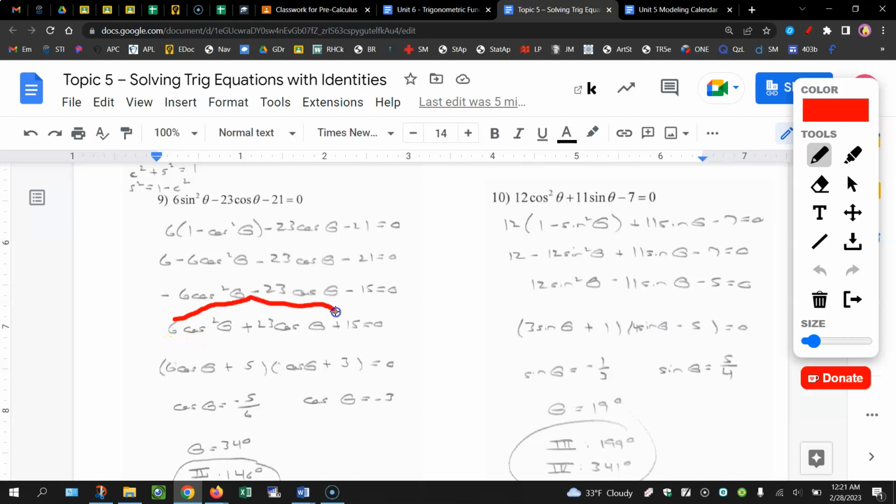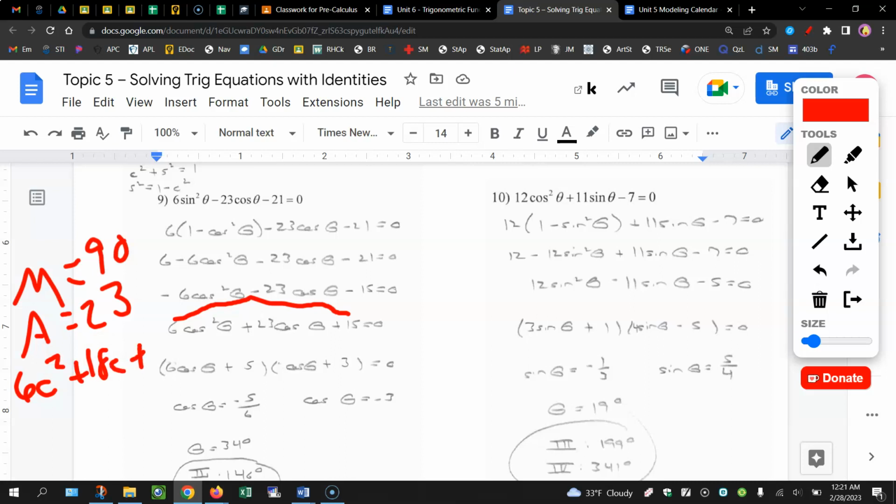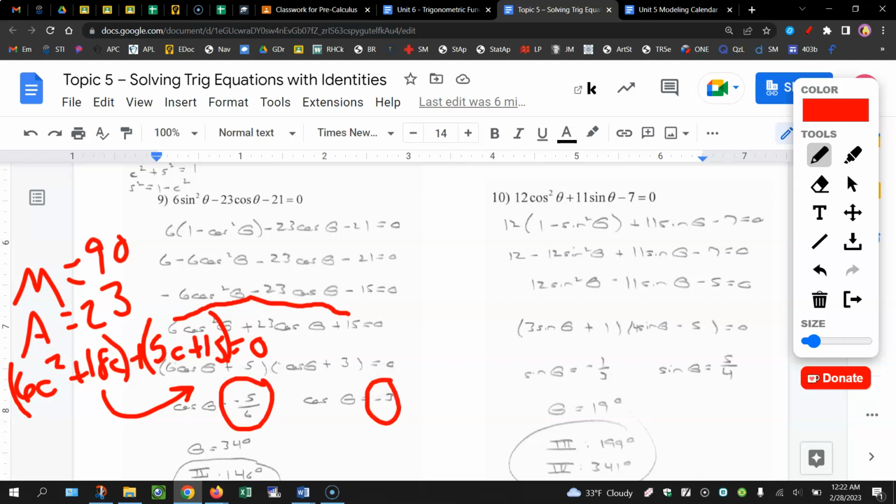All right, and now what I'm not showing here is the factoring by grouping. The 6 times 15 is 90, so you need numbers that multiply to 90 that add up to, in this case, 23. So we're talking 18 and 5. So what I'm not showing here is this idea of we'd have 6 cosine squared plus 18 cosine plus 5 cosine plus 15 equals 0. And then do some factoring by grouping here and here. Eventually that will get you down to these two factors. That 6 cosine theta plus 5 and that cosine theta plus 3 equals 0. At which point you can set those equal to 0 and solve. You're going to get cosine theta equals negative 5/6 and cosine theta equals negative 3.